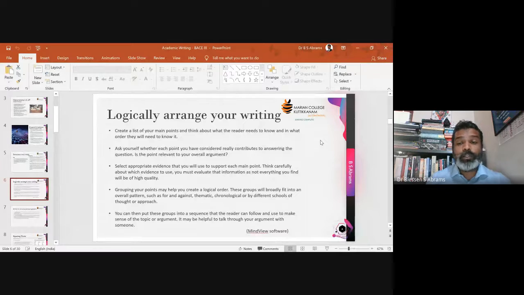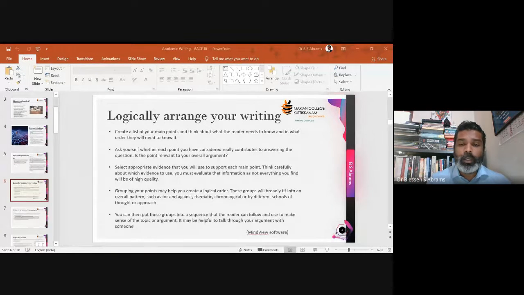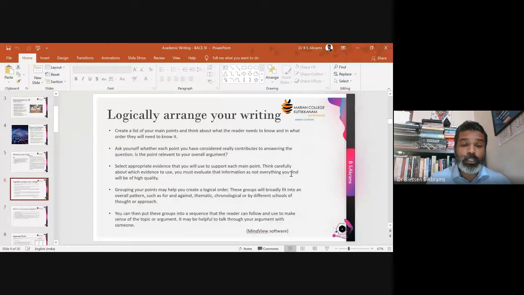High quality evidence supported with other facts, without errors. Grouping your points may help you create a logical order. These groups will broadly fit into an overall pattern, such as for and against, thematic, chronological, or by different schools of thought or approach.